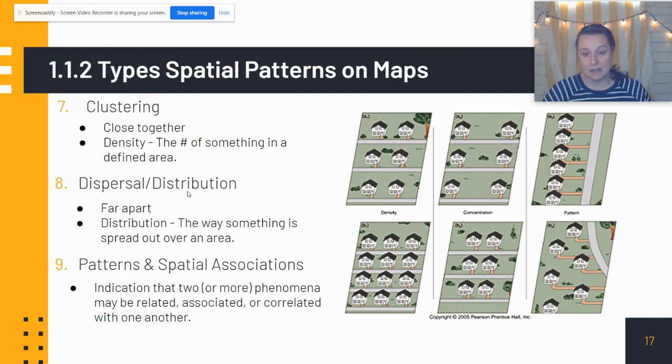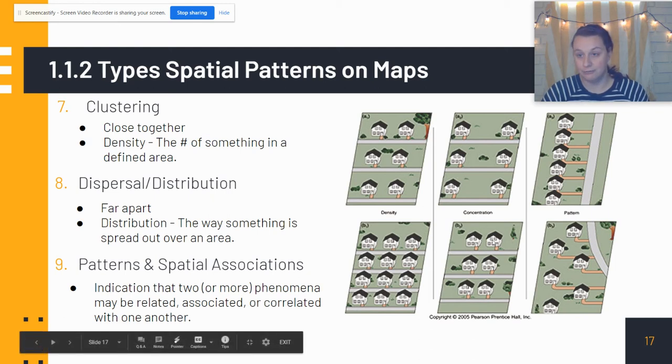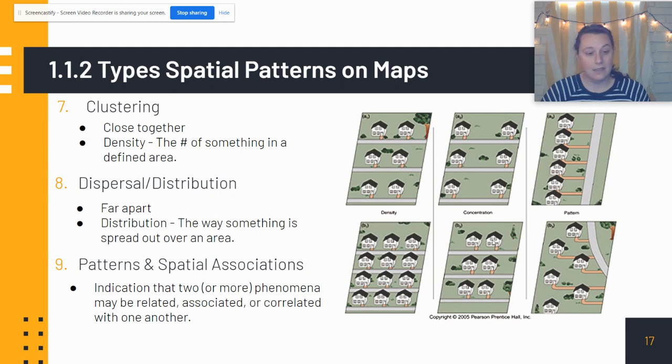The next type of spatial pattern is distribution, right? Or dispersal. So it's just the opposite of clustering. Are spatial variables far apart? Okay. And so, a distribution is just the way that something is spread out. So if again I look at these examples, right, I would say that these houses are distributed, right? Or they are dispersed, whereas these houses are clustered. Does that make sense?